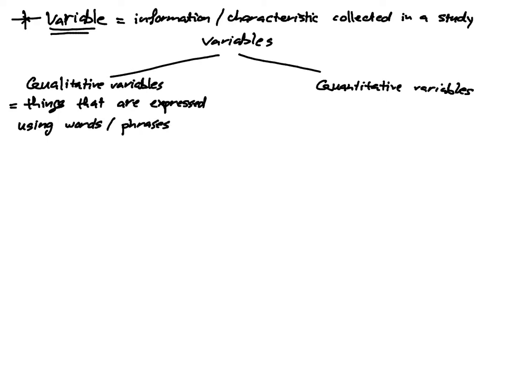So, for example, you can think of variables like race, right, gender, blood type, and so on and so forth. Quantitative variables are things that are expressed using numbers.